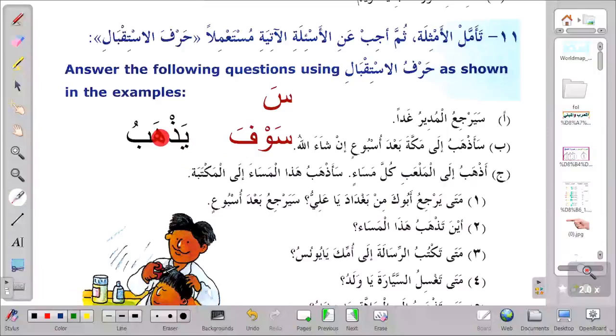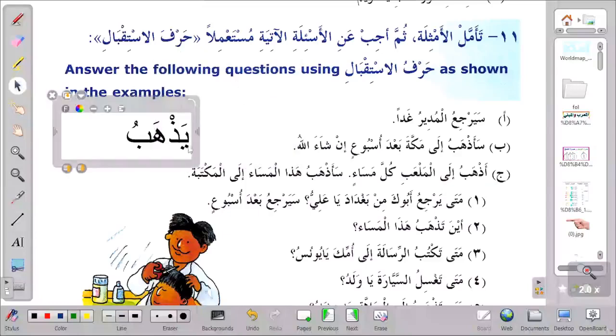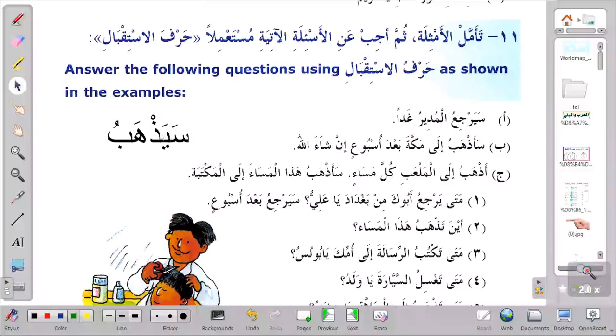But in this particular lesson, our focus is on this sin that we call sin al-mustaqbaliyya. That is what we are looking at in this lesson. So what I will simply do is to come here and add the sin there, which will now be sayazhabu. Sayazhabu, he will go.